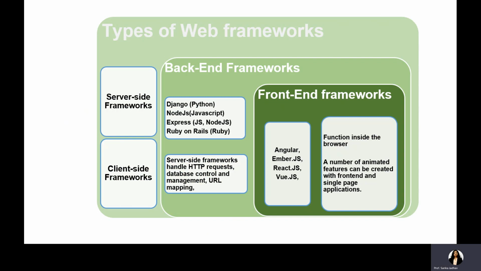Now let's take a look at the types of web frameworks. We have two functions of frameworks. The first one works on the server side, which helps to set up app logic on the server, that is the backend side. The second one works on the client side, that is the front end. So we have two functions of web frameworks: first backend, second front end. These are known as server-side frameworks and client-side frameworks.